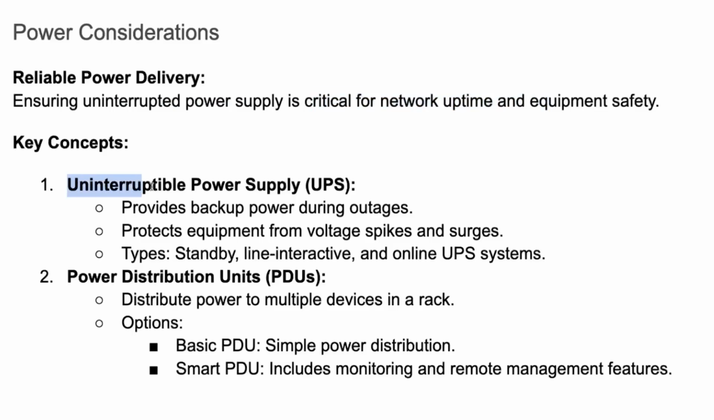And then the uninterruptible power supply, which is UPS, provides backup power during outages. And this is something like a generator, right? It protects equipment from voltage spikes and surges. And it has various types: the standby, the line interactive, and the online UPS systems. And these are all backup power, so these are like redundant power sources.